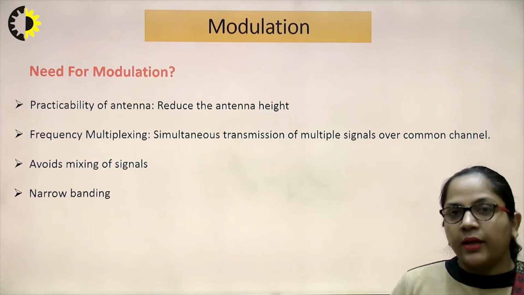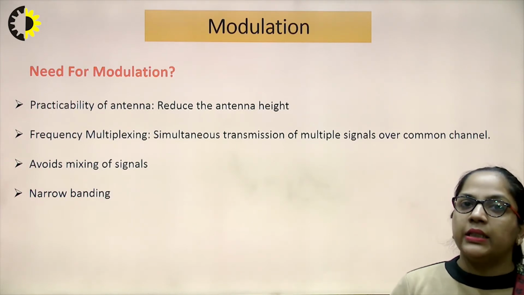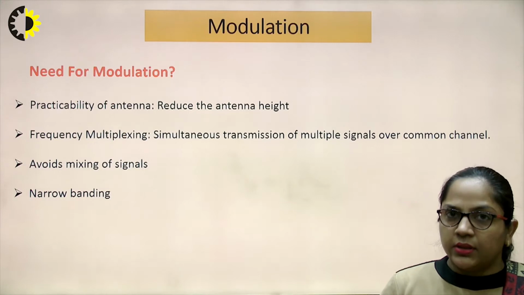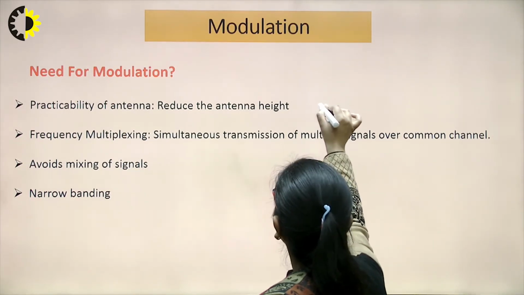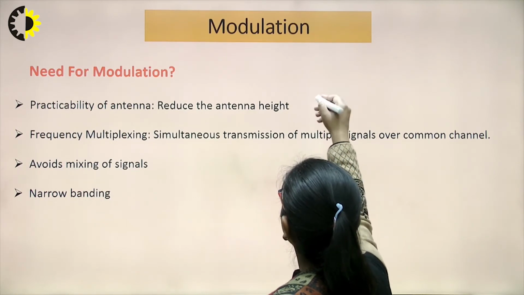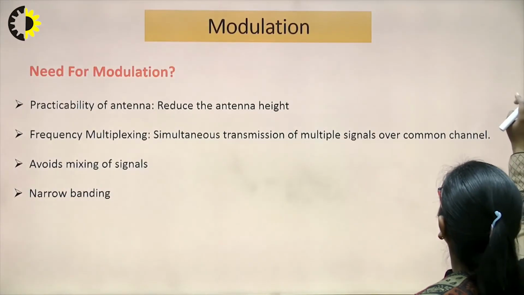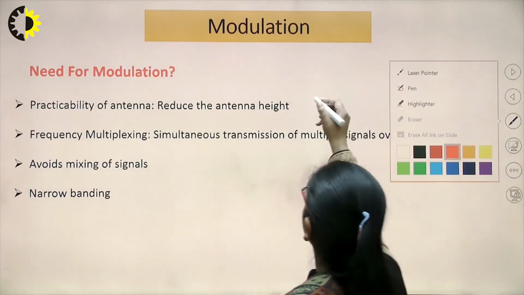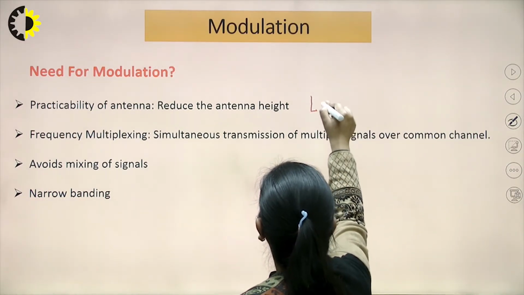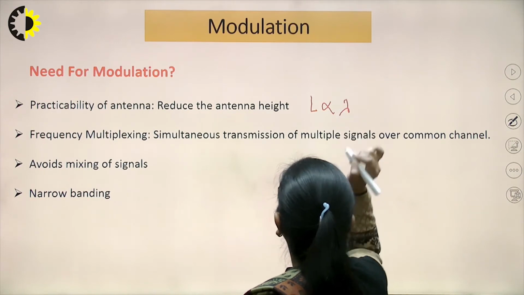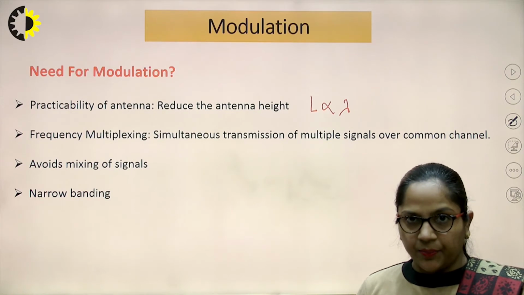How can we reduce the height of the antenna? What is the role of the height of the antenna in a communication system? For example, if we are transmitting our signal wirelessly, then the size of the antenna plays a very important role. The size of the antenna, or we will say the length of the antenna, is generally proportional to the operating wavelength of the antenna.